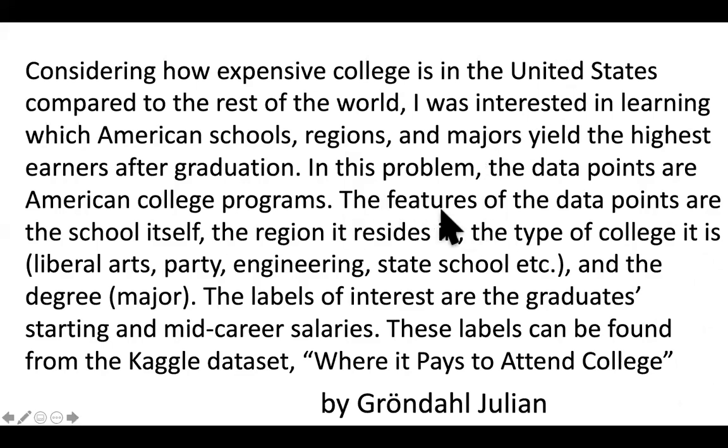So this machine learning formulation clearly indicates what the data points are. So the data points are American college programs. One data point represents one particular college program. Like, if we look also at European programs, one data point could be the Bachelor of Data Science at Aalto University. It could be a program. And the quantity of interest are the starting and the mid-career salaries. So the label is specified, also fine.